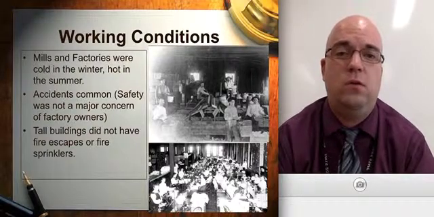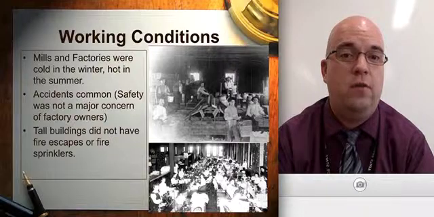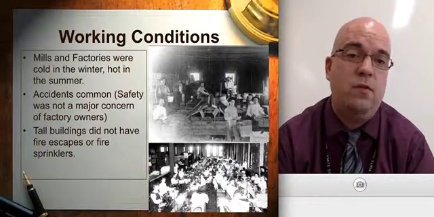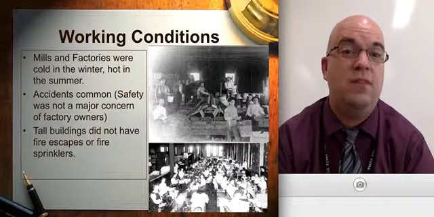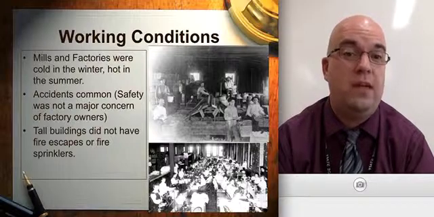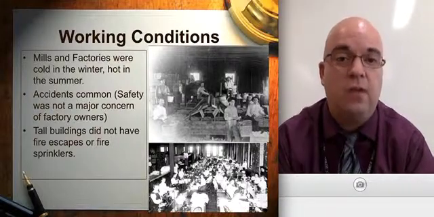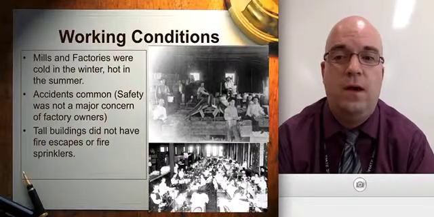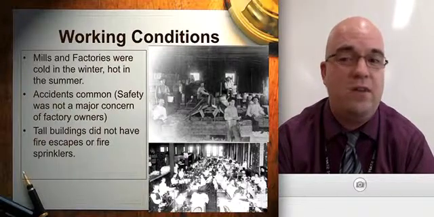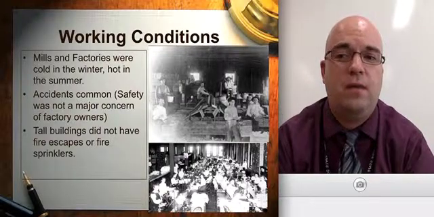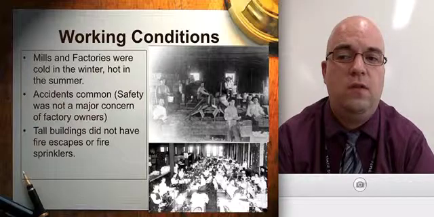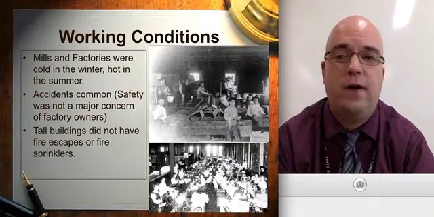You were on your own and relied on the charity of others, or like a lot of immigrants, as we talked about, relied heavily on those benevolent societies to help workers who got injured on the job, to help still pay for things like rent and food. Many of the tall buildings didn't have fire escapes or fire sprinklers, as we're going to talk about later as we get into the Triangle Shirtwaist Factory fire.